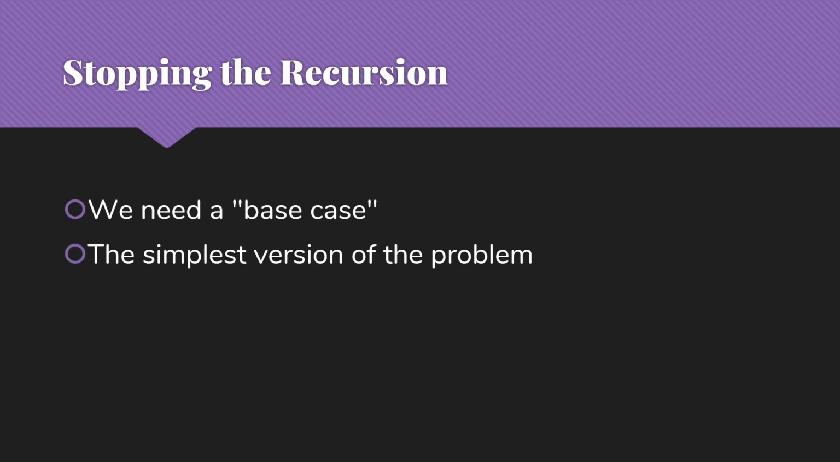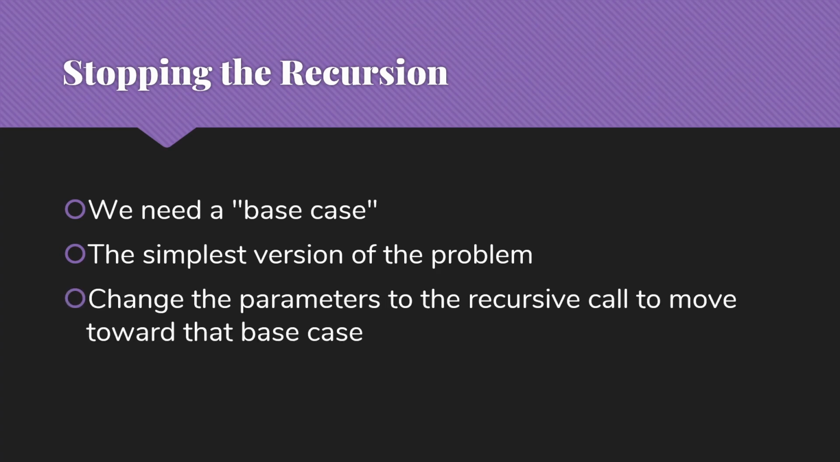This is the very simplest version of the problem, the one where we just know the right answer. Then we need to make sure that each time we make that recursive call to this function again, we're modifying the parameters to that call from the one we're in right now, so that we move toward that base case. And we'll see an example of that in a minute. If we move away from the base case, then we're going to have the equivalent of an infinite loop, a recursion that just keeps going until it crashes the program.